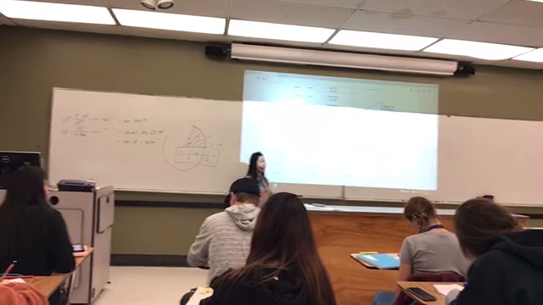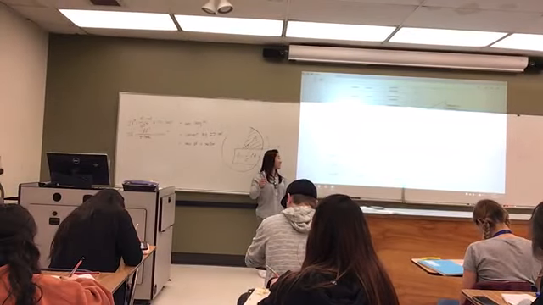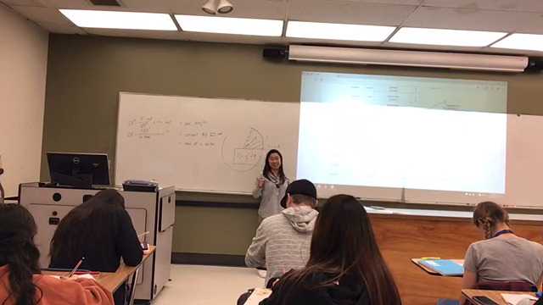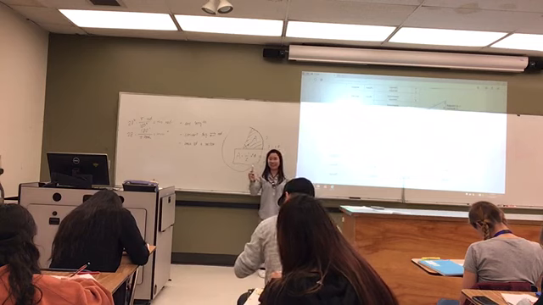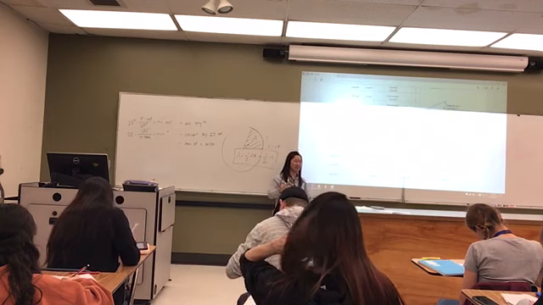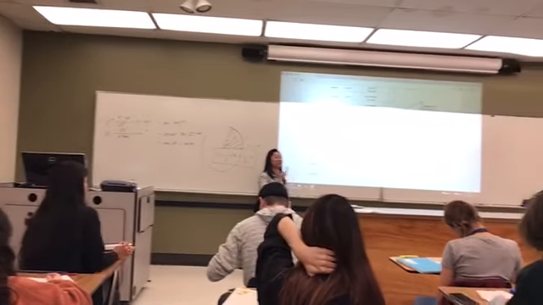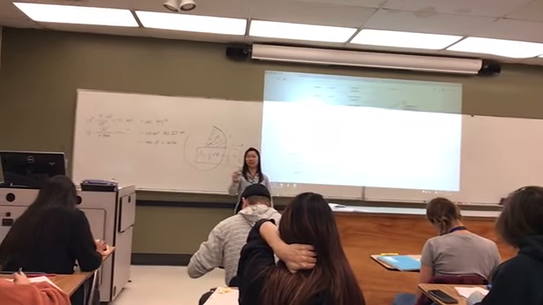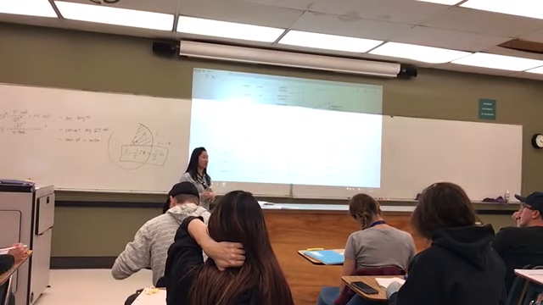Let's see. Anyone want to volunteer to write out the answer? We need six volunteers, and it's okay to be wrong. If no one volunteers, I'm going to give you the marker, and you have to help me. Going once, going twice.